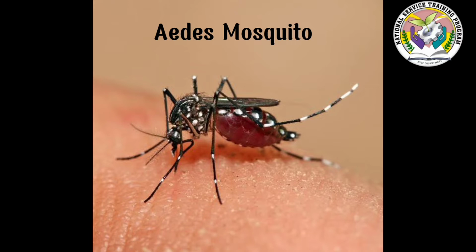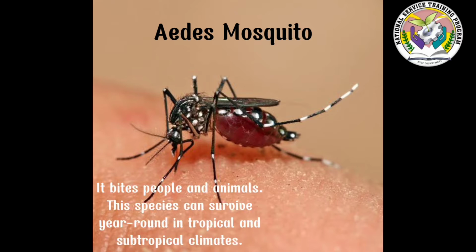The female mosquito lays eggs in containers with water and plants near the home. It bites people and animals. This species can survive year-round in tropical and subtropical climates.